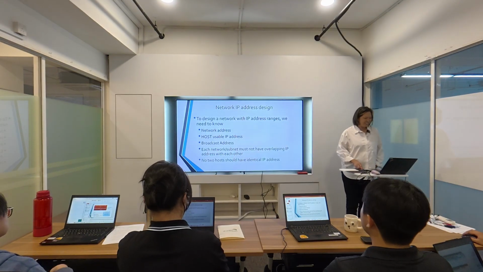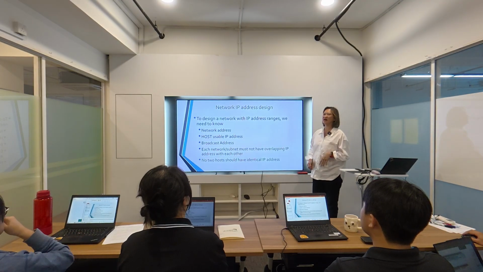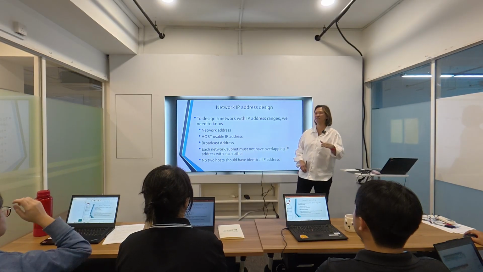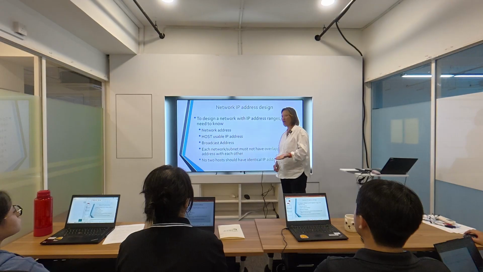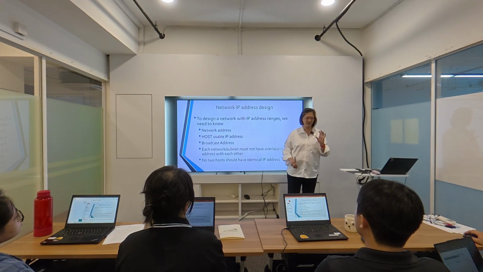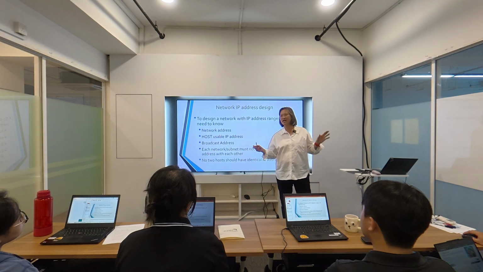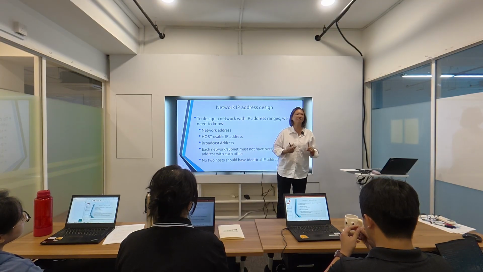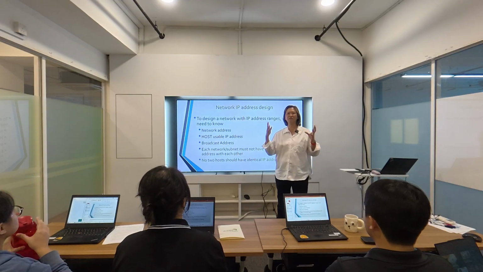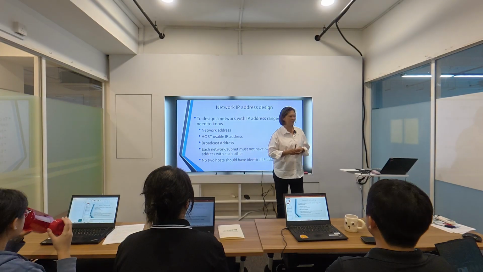So now we are going into the section called IP address design. Okay, so just now we already know about IP addressing, we know about classful IP, and we know what the subnet mask is for. The subnet mask is used to separate the IP address into the network portion and the host portion. And we also did calculations for the network address, broadcast address, and the range of host IP addresses that we can use.